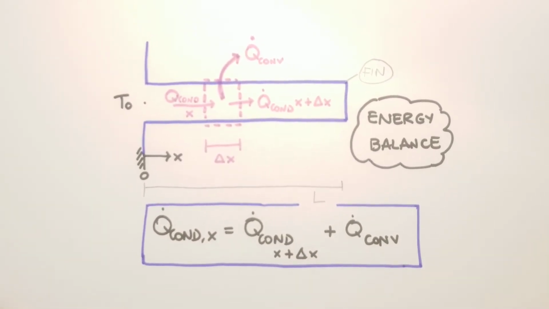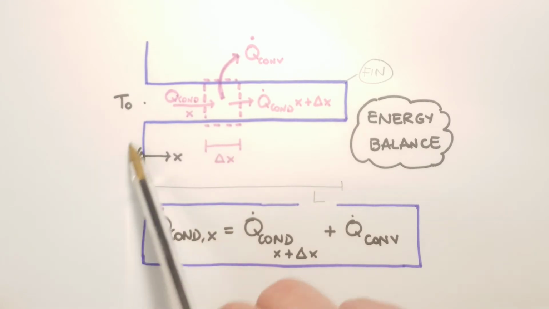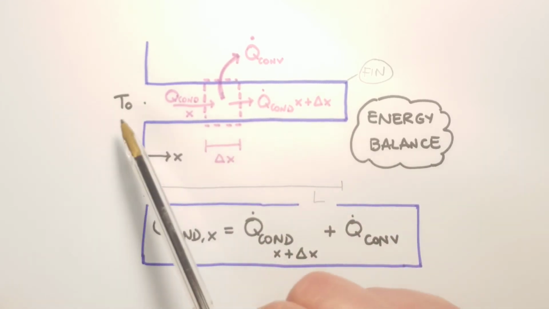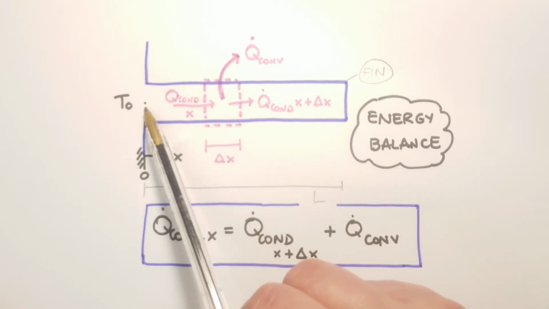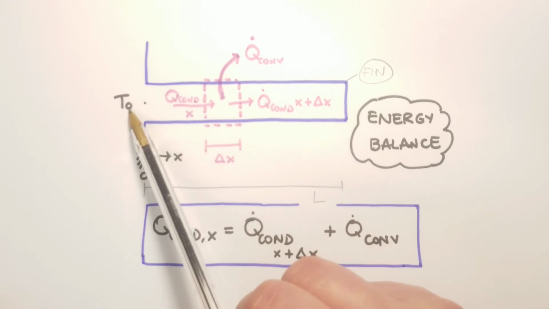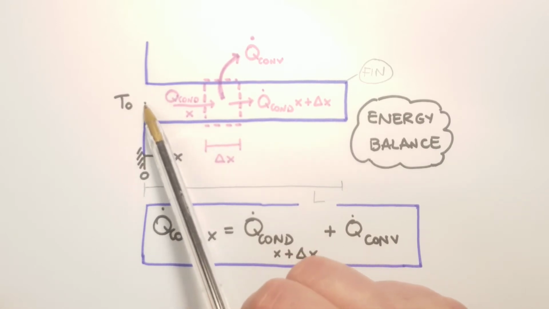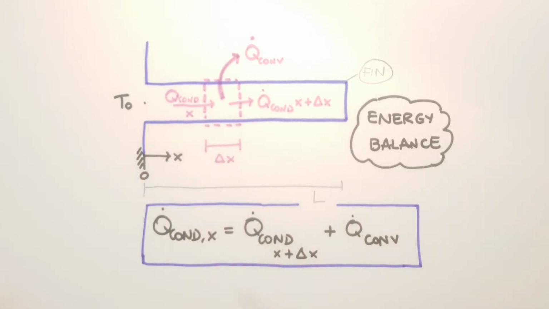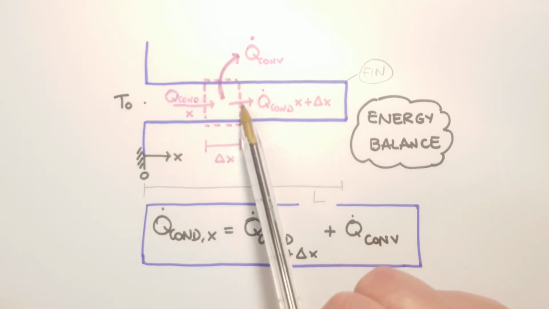This is a schematic of a fin. So here we have the surface from which we want to extract heat, and we have the situation where the surface is at a fixed temperature T0. This is the base of the fin, and this is the fin. So we have a coordinate system where x is 0 here, and we take a small control volume here.